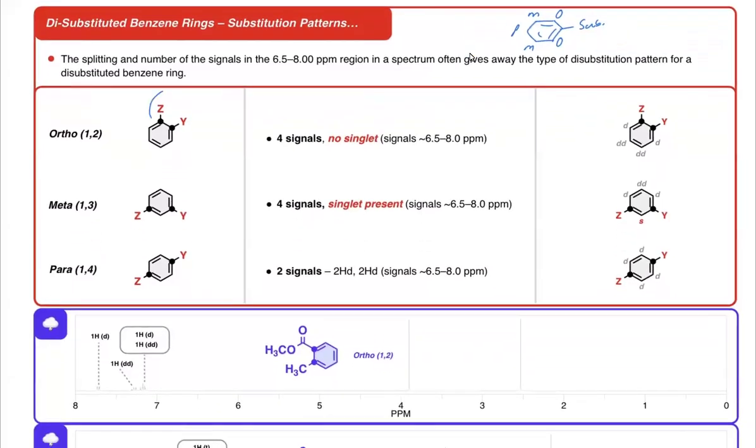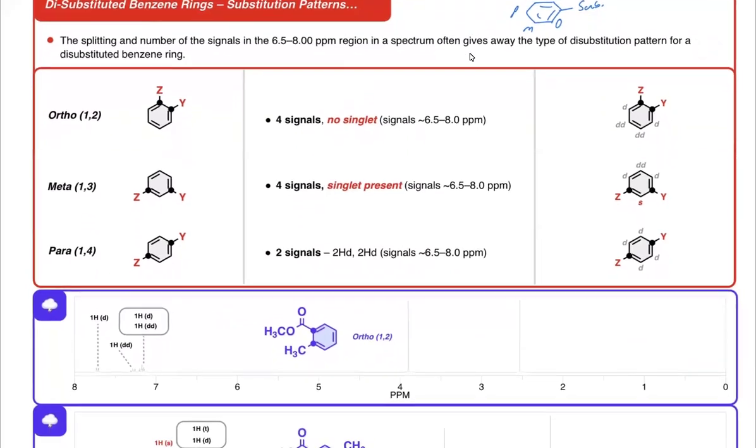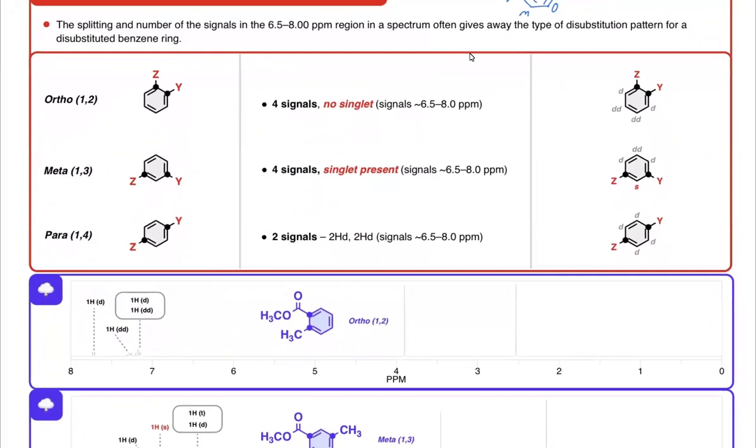Now, we're going to assume here that the substituents are different. So different substituents, disubstituted, ortho, meta, para. When you're looking at the Aryl region of 6.5 to 8, if you had an ortho substituted ring, there would be 4 signals corresponding to the protons of the ring, and none of them are singlets. So in the spectrum down here, you see 4 signals, and none of them are singlets. That would be indicative of an ortho substituted ring.